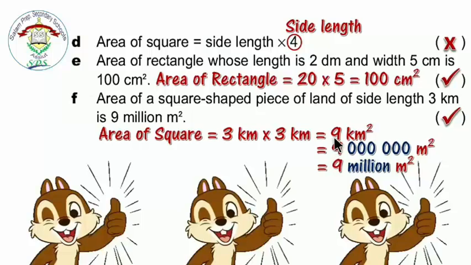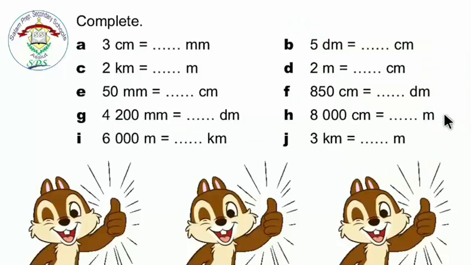So 9 square kilometers equal 9 million square meters, written as 9 million square meters. So the statement is correct. Complete.